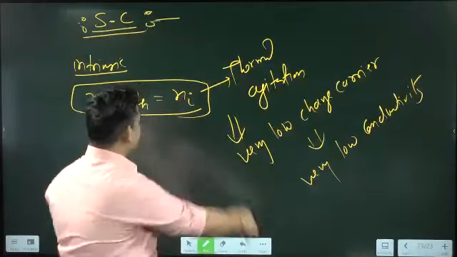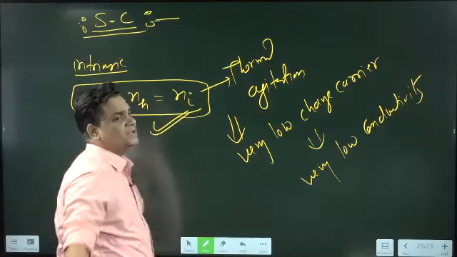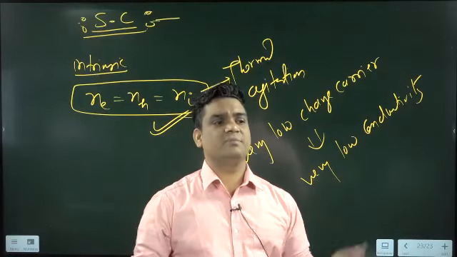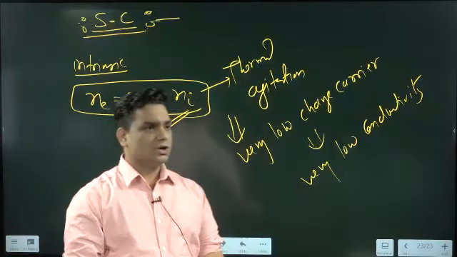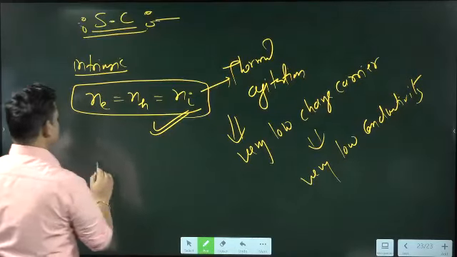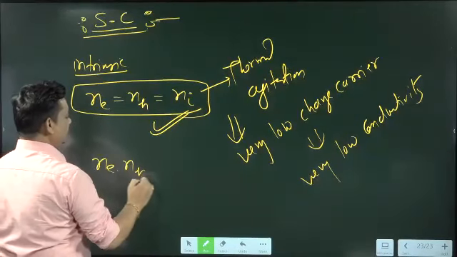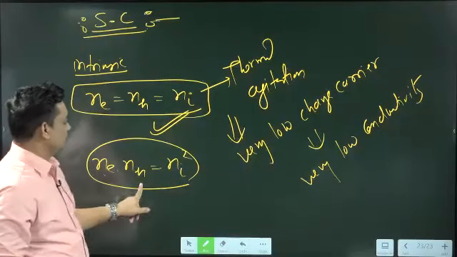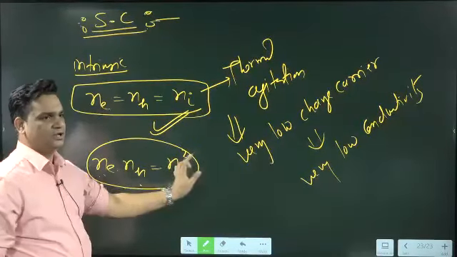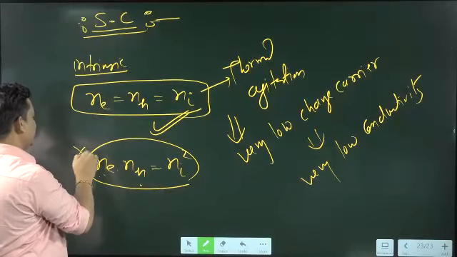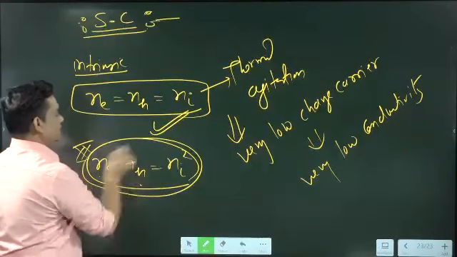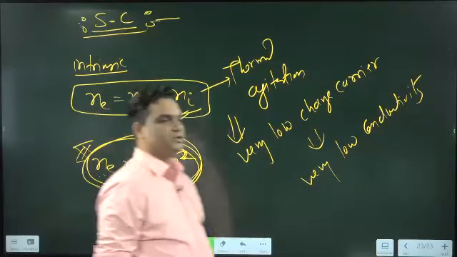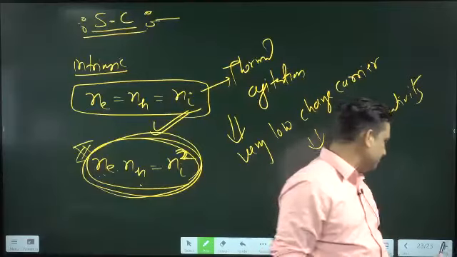So if conductivity is very low, what we have to do is increase the conductivity. And how can we increase the conductivity? By mixing something in, which is known as doping. Here one more law you need to remember: Ne into NH equals Ni whole square, because if Ne and NH are both the same, it is Ni whole square. One numerical is important in the solved examples of NCERT, so remember that one.